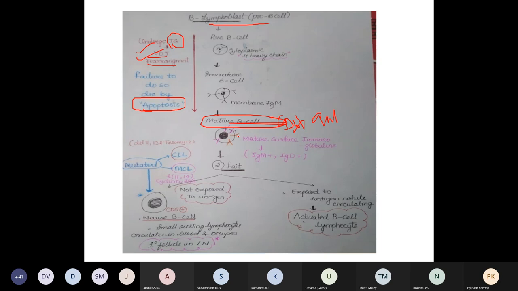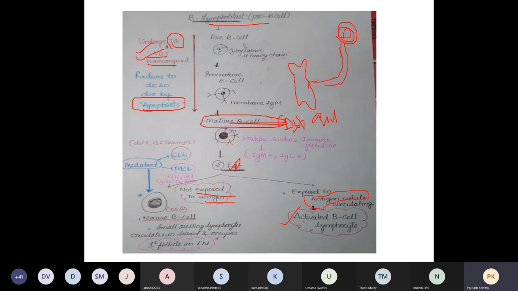So now this is your mature one. There can be two possibilities. While circulating, your naive cell can acquire or get exposed to one antigen, or it will not get exposed to antigen on its way to the lymph node, right? This is the bone marrow. It is released in the blood. So it is going to the lymph node, right? On the way to the lymph node, there can be two possibilities. One, it can get exposed to the antigen which is in the circulation or somewhere, or it will not get exposed. So what happens if it does not get exposed? It will be a naive B cell only.